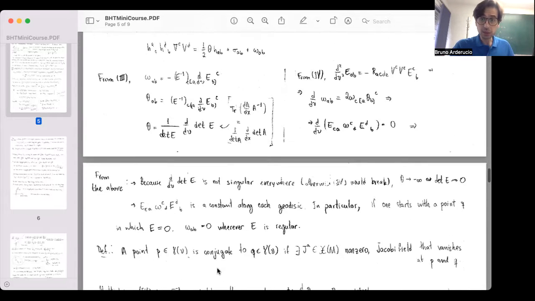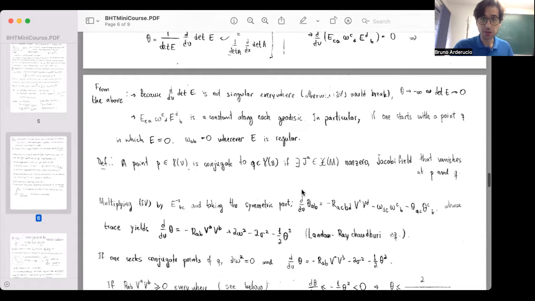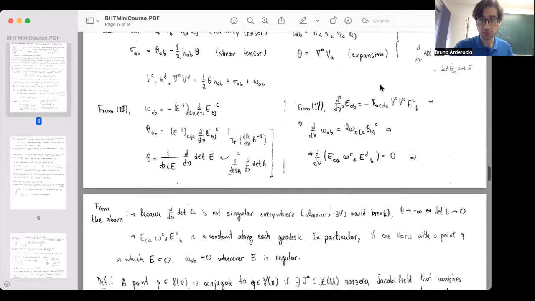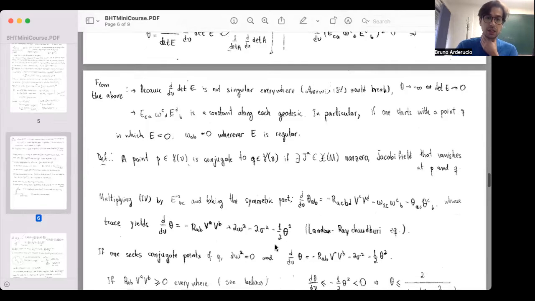And then we derived the evolution equation that came from the second derivative. We saw that it's particularly interesting to look at the trace of this equation, and that led to the Raychaudhuri equation, which I wrote here. We saw that in certain circumstances the vorticity is zero, one of which is when you're looking for conjugate points and you know that E is zero at a point. So if E is zero at a point, then the vorticity is zero along the curves.